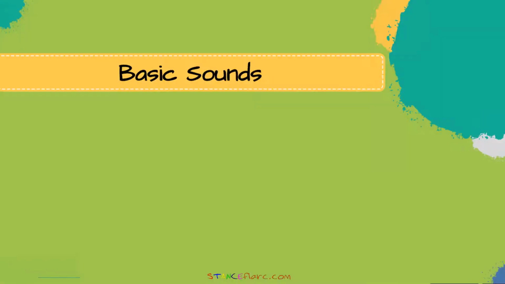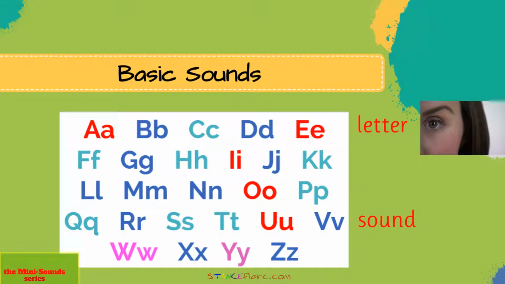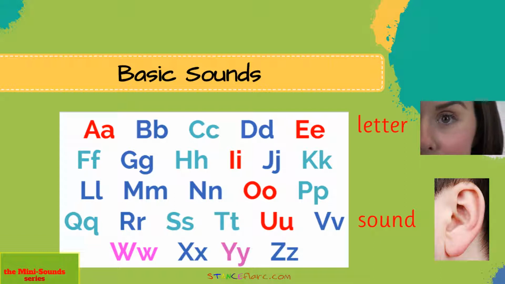This is the first video of the series and it is about the basic sounds of the English language. By basic sounds I mean the sounds of the letters that exist in the English alphabet. Of course, first we must understand the difference between a letter and its sound. A letter is a symbol we write to represent a sound. A letter is what we see, and its sound is what we hear.